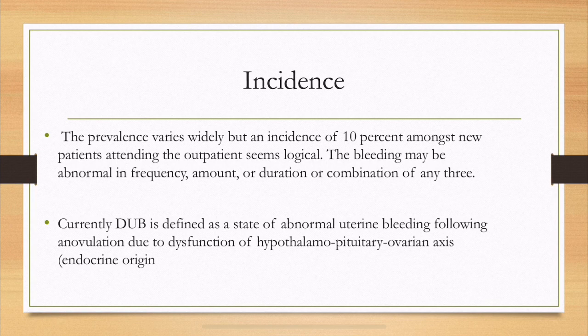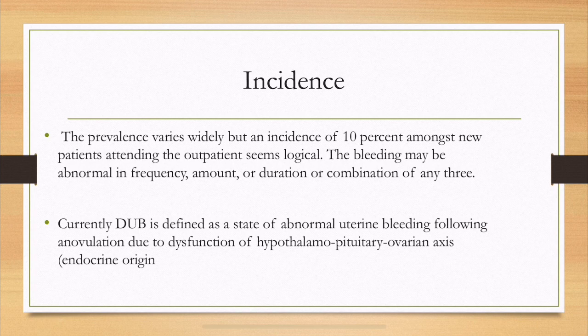So guys, in the normal physiology of menstruation, we read that the hypothalamus has to secrete GnRH, which acts on the anterior pituitary to release FSH and LH. Whenever there is a disturbance in the hypothalamo-pituitary ovarian axis, anovulation occurs. Ovulation does not take place since estrogen won't be released properly, and the corpus luteum is not released. Everything is abnormal here, resulting in DUB.